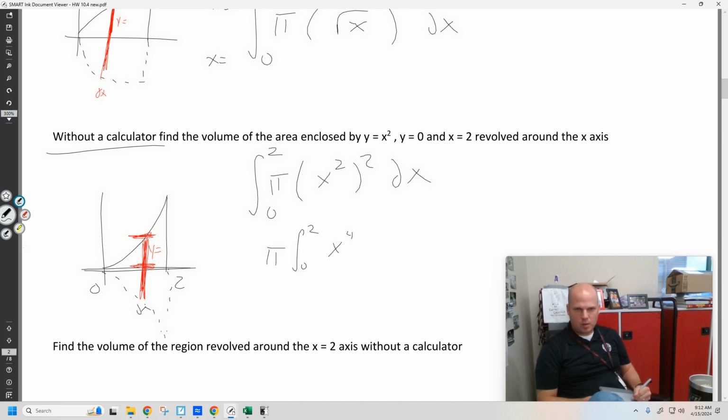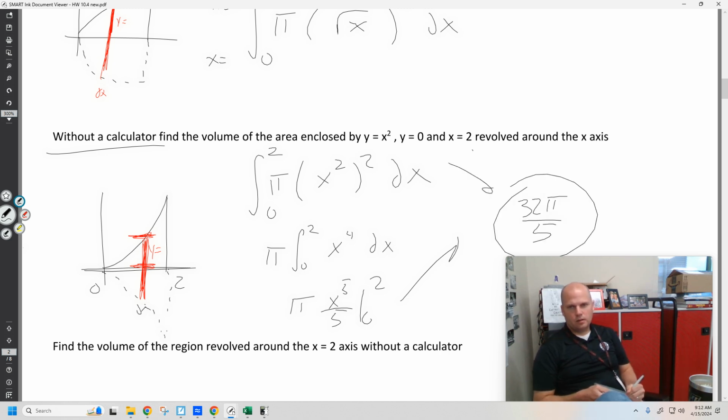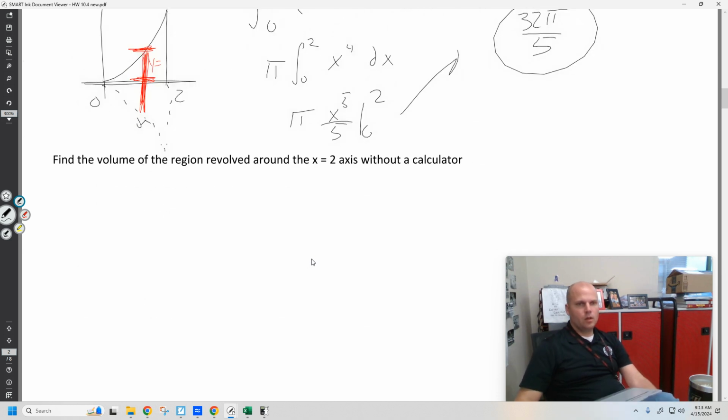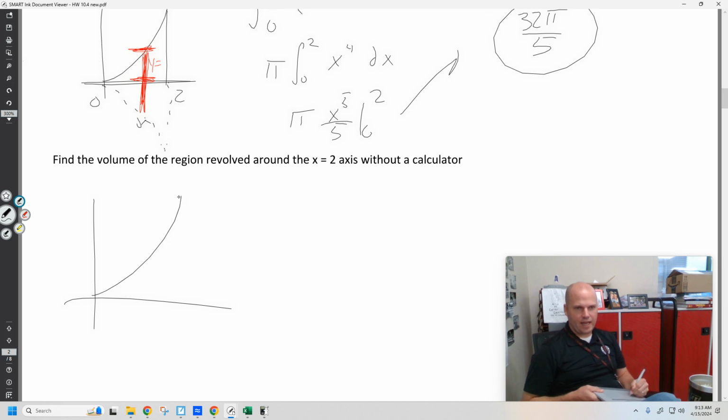Simplify, maybe pull out the pi, plug in 0 and 2, multiply by pi. If you had a calculator, you just type it in. No calculator, get that. Okay, one more solid object, then we've got to make them harder. These are the easy ones. If you feel like, okay, I got this, and then you're going to copy down the rest of your homework, don't do that.